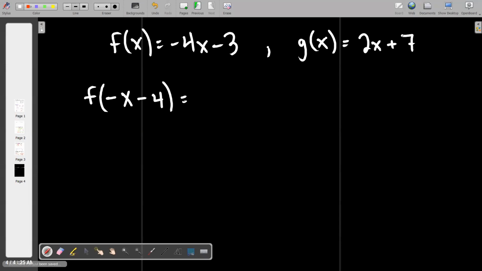What do you think it is, Landon? According to Landon, the answer is 4x plus 13. I don't know if it's right or wrong. I haven't worked it yet. So you agree? Okay, good. Give you a few more seconds. If you get anything different, let me know.